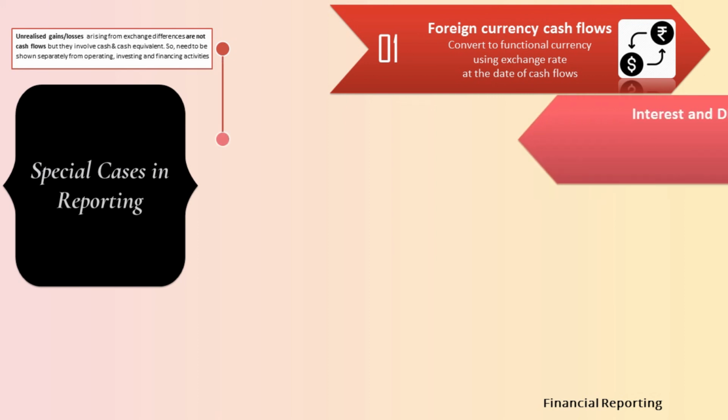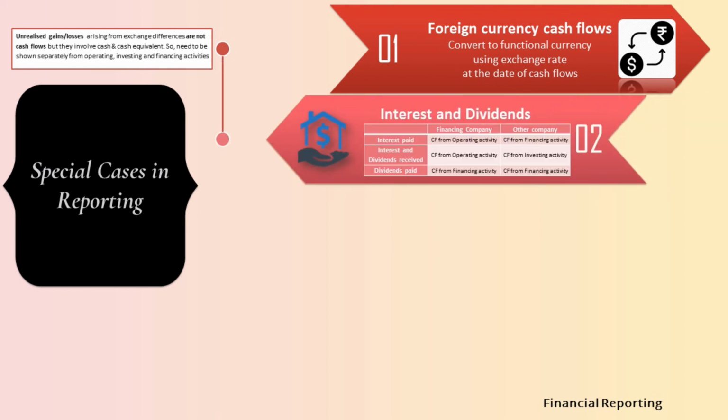Number 2, interest and dividends. In case of a financing company or in case of other companies, how to report it? Interest paid. Interest paid for a financing company will be operating activity because it is the principal revenue generating activity for that company. For other companies, it will be financing activity. Next, interest and dividends received. In case of a financial institution, it will again be operating activity. In case of other companies, it will be investing activity. Then last, dividends paid. In case of financing or other companies, that will be financing activity only.